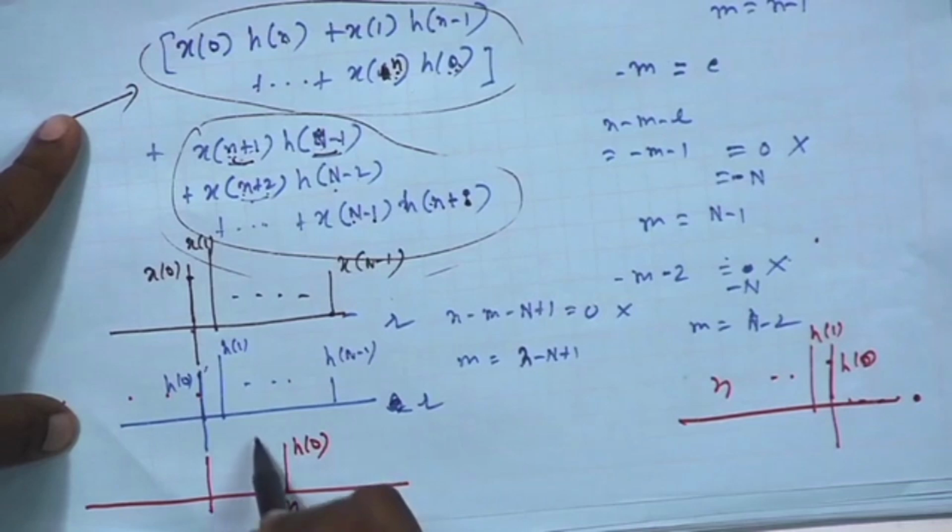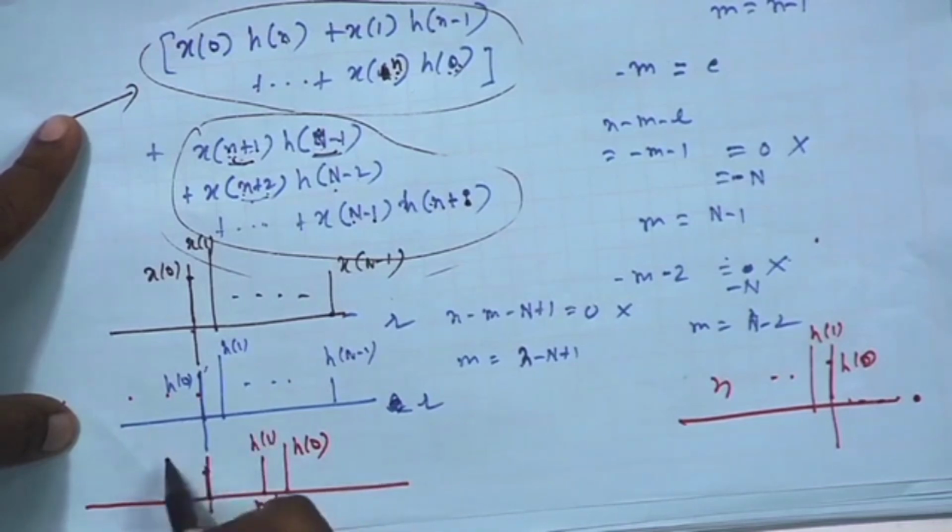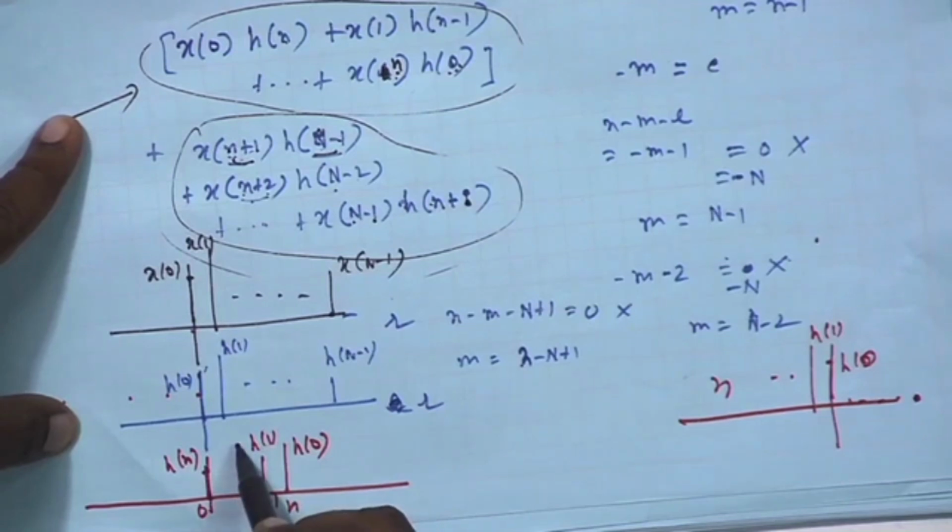Then H of 1 at n minus 1 dot dot dot dot, here it will be H n at 0. At the nth point H 0, n minus 1th H 1, n minus 2 H 2, 0 means n minus n, so it is H n.